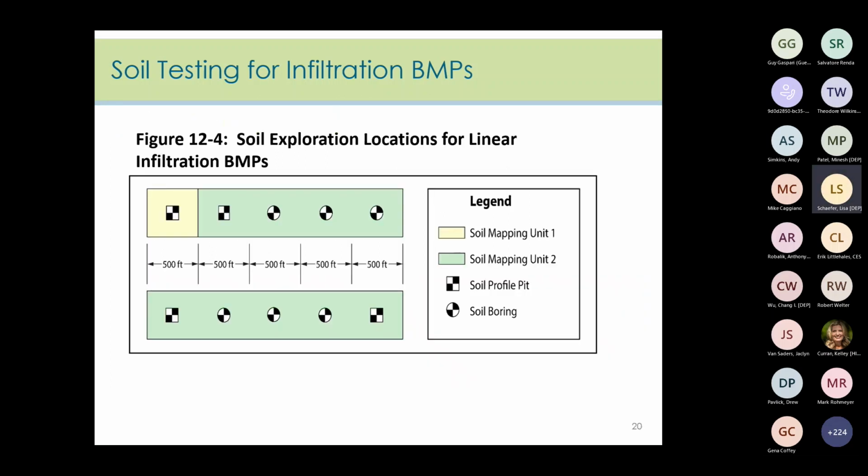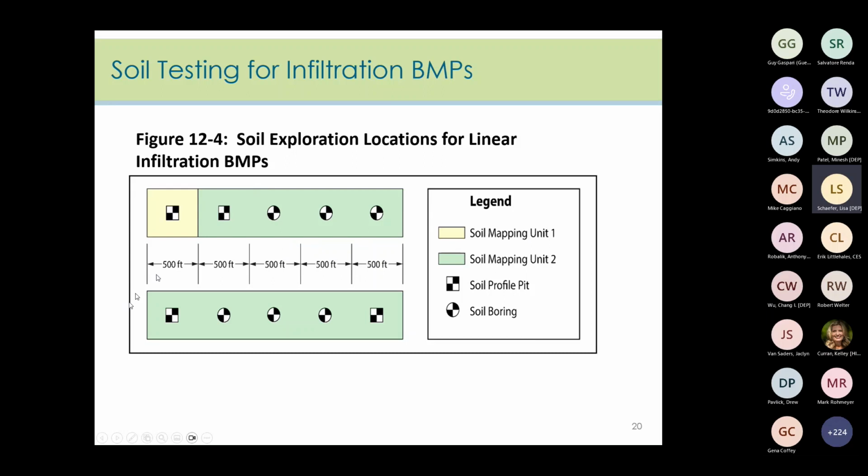All right, so let's do an example or 2 for linear infiltration BMPs. We're going to have 2 sites. The first is shown on the top half of the slide, and it has 2 soil mapping units. We include 1 pit for a linear BMP 500 feet in length that's shown in the soil mapping unit represented by yellow. And next is 1 pit for the first 500 linear feet of the soil mapping unit represented by the green. So we're up here on the slide with 1 boring for each additional 500 linear feet portion. Okay, so that would meet the criteria.